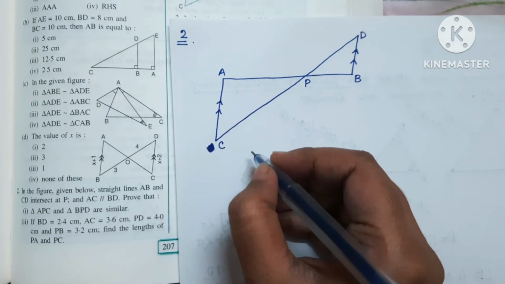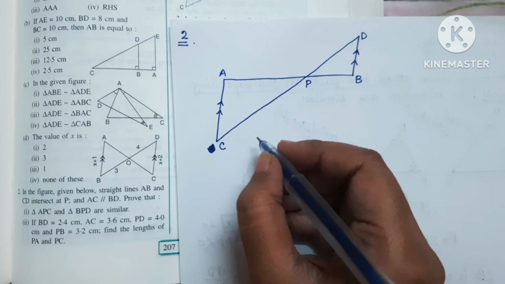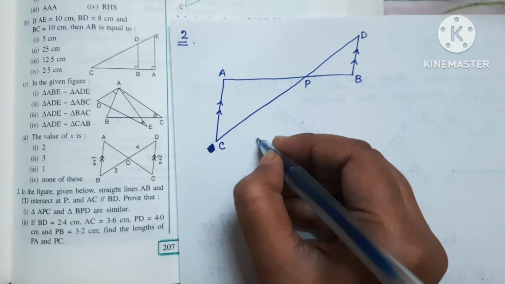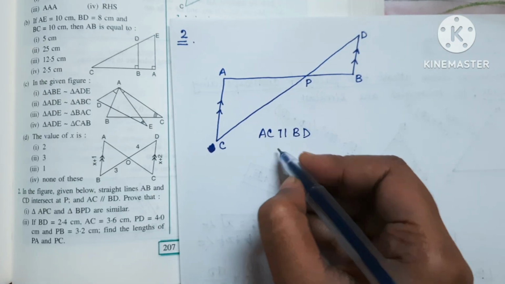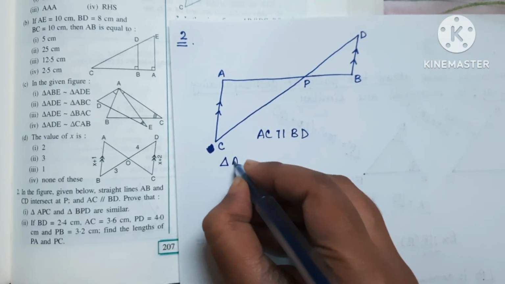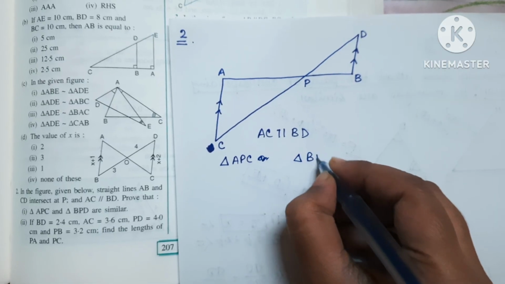See in this figure, AB and CD, these two straight lines, intersect at the point P, and AC is parallel to BD. You have to prove that triangle APC is similar to triangle BPD.